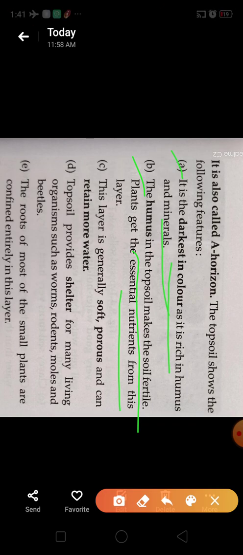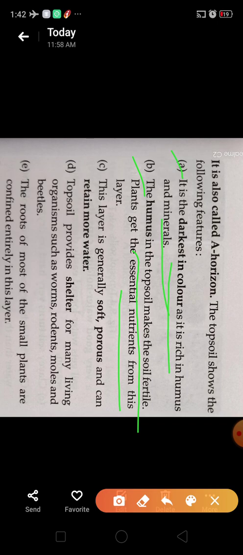Okay, so children, one question: how is humus formed? Humus is formed from dead or decaying organic matter. Okay, the decomposers act on the dead or decaying organic matter and convert it into humus. And the function of humus is that it increases the fertility of soil.